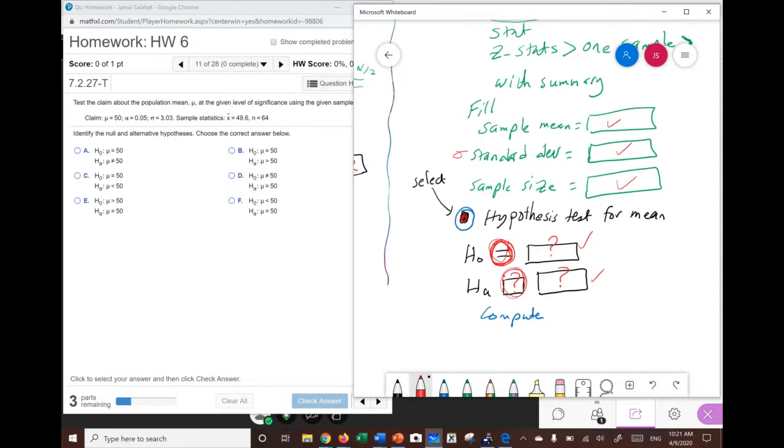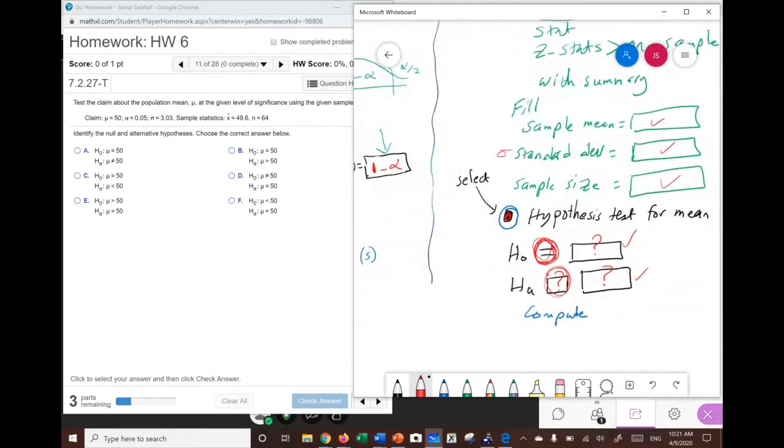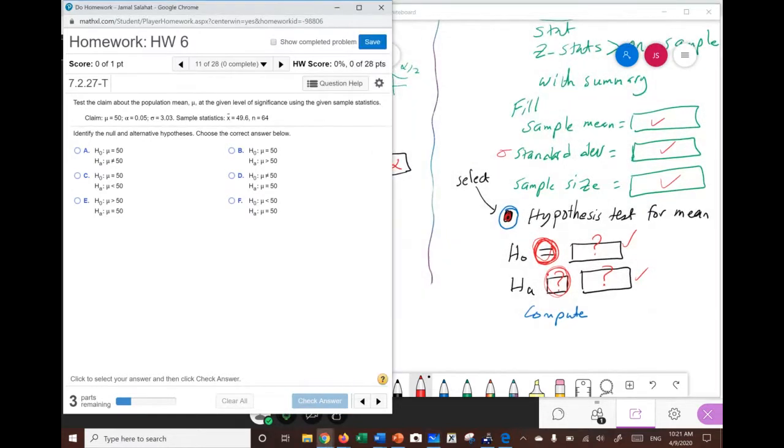So let me just go to the homework and show you how we do this. Now let's start with this problem. In number 11 here, it says, test the claim about the population mean. So we're talking about the population mean, in other words, mu. So when you look at H naught and HA, you have to have mu.